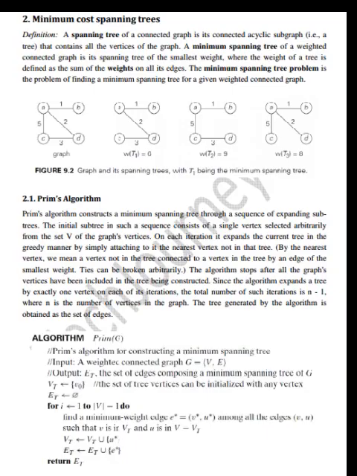Now let us see minimum cost spanning trees, definition. A spanning tree of a connected graph is its connected acyclic subgraph, that is, a tree that contains all the vertices of the graph. A minimum spanning tree of a weighted connected graph is its spanning tree of the smallest weight, where the weight of a tree is defined as the sum of weights on all its edges. The minimum spanning tree problem is the problem of finding a minimum spanning tree for a given weighted connected graph.